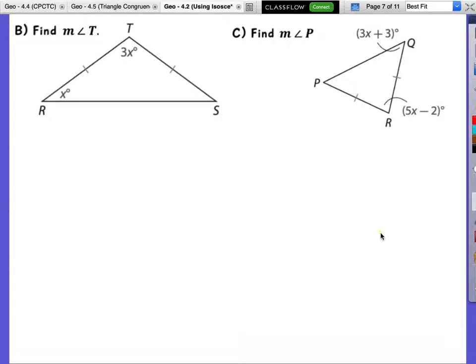I said it's like 30 triangle. So that's here. What's the base angle here? So the side.